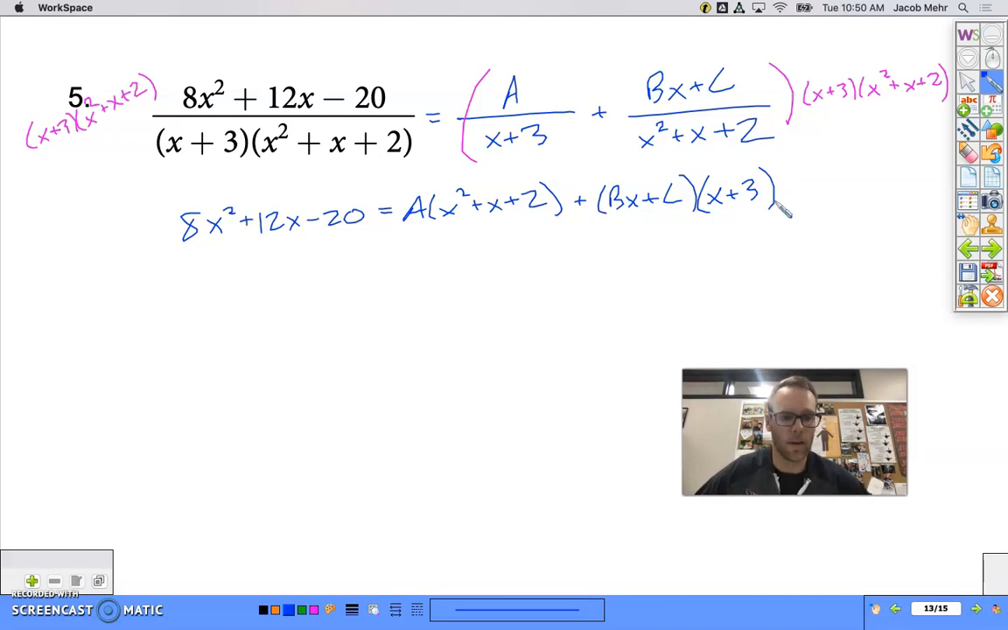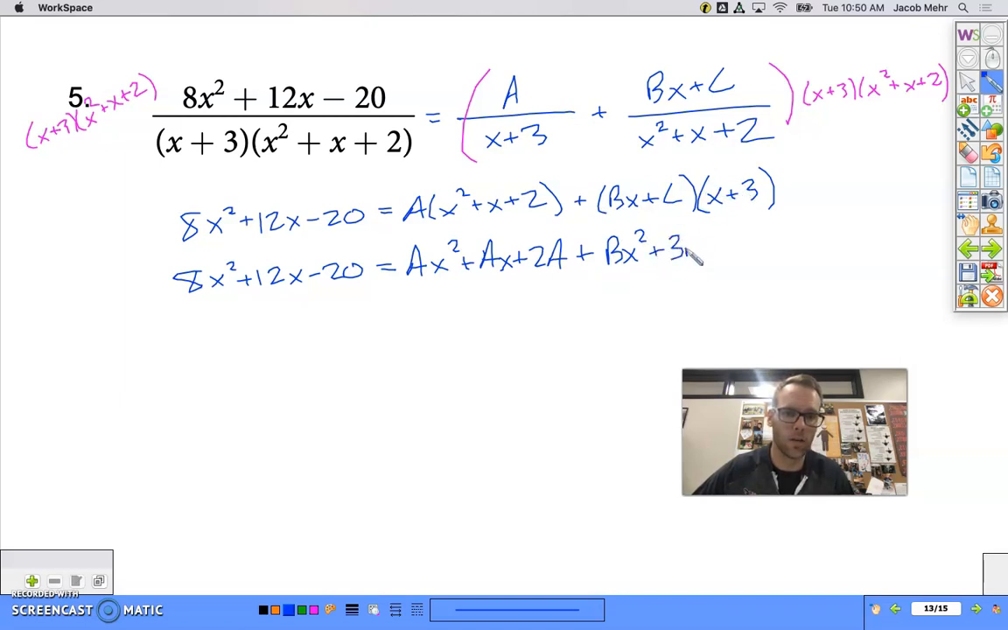So, just like in the past, we need to do some multiplying, and we want to combine our like terms. Multiplying this is simple. I can distribute the a. But now what do I have to do with these two terms to multiply? Well, I need to FOIL them out. I've got a bx squared plus a 3bx plus a cx plus a 3c. So that's what it looks like to FOIL that out.